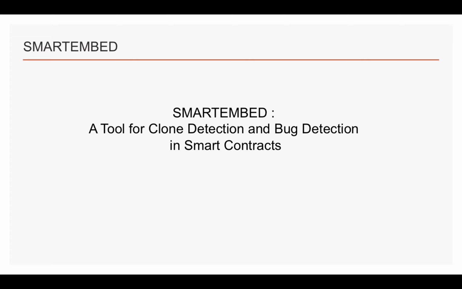This video will demonstrate Smart Embed. Smart Embed is a web service tool for clone detection and bug detection in smart contracts. Based on similarity checking and code embeddings, Smart Embed is targeting two tasks, clone detection and bug detection. We will introduce the workflow of Smart Embed in the following slides.